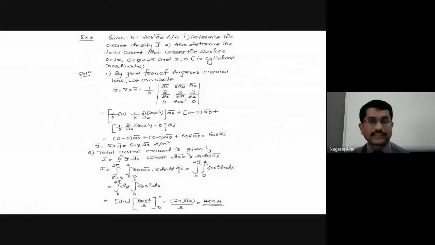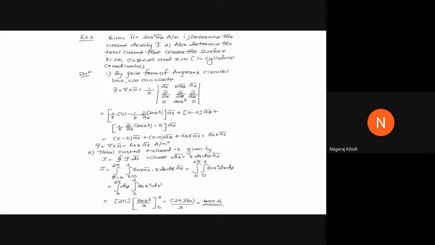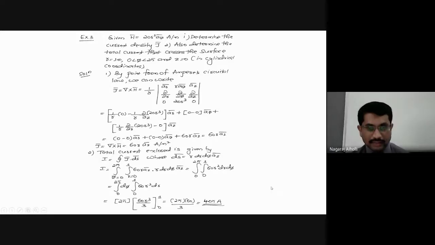If you perform az bar dot az bar, it is 1. The dot product of the unit vector with itself is unity, right? Then next, r dot r is r square. If you perform the dot product of the unit vector with itself, it is 1. But the dot product of any vector with itself will be the square of the vector, that is the vector identity. Here we'll get 60 r square dr d phi.